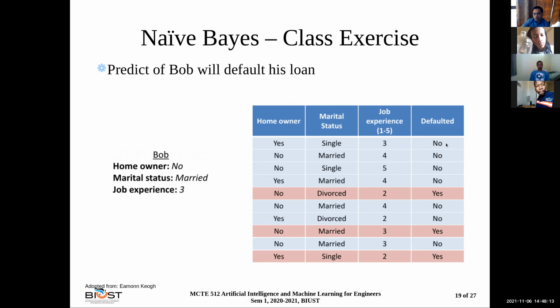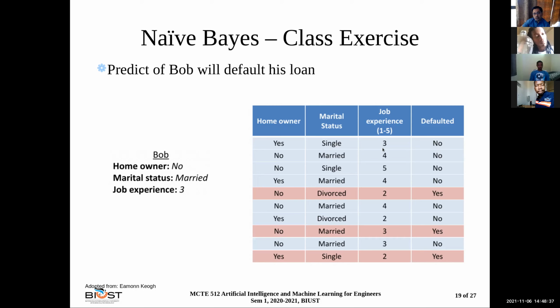That means you won't. Will you pay back? Will you default, or you stop paying, or no? So no, it said no. That means not defaulting. That means you'll finish the loan. Okay, homeowner, yes. He owns the house, is single, 3 years of experience in the job.